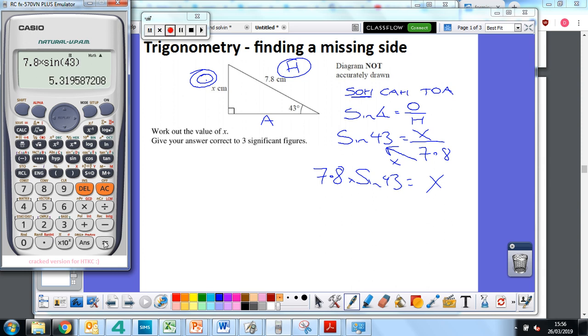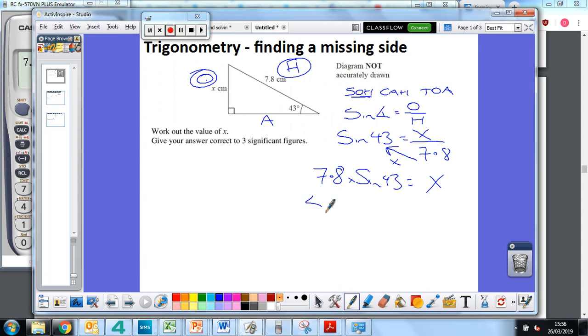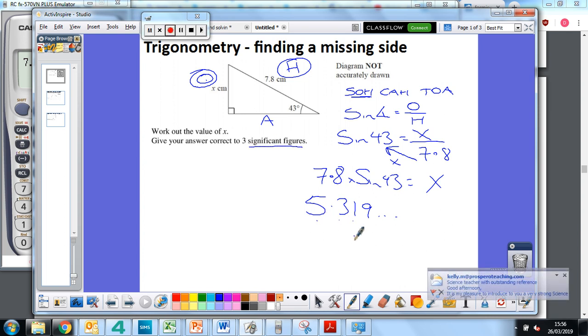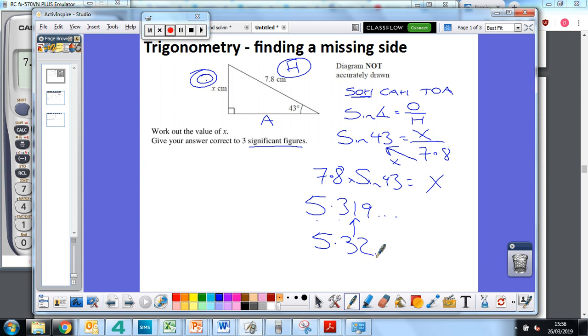It's a long decimal. It's 5.319. It asks us for three significant figures. 1, 2, 3. We want to round it to that level. So 5.32 because we round up. Our measurement was in centimetres, so 5.32 centimetres is the answer to the first question there.